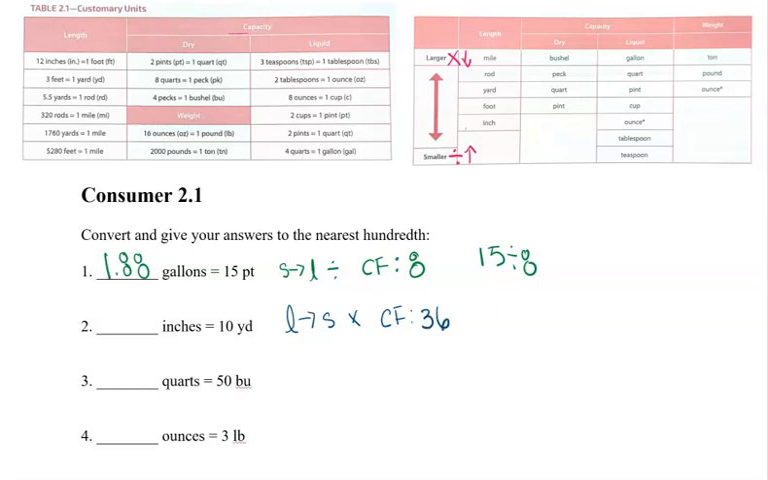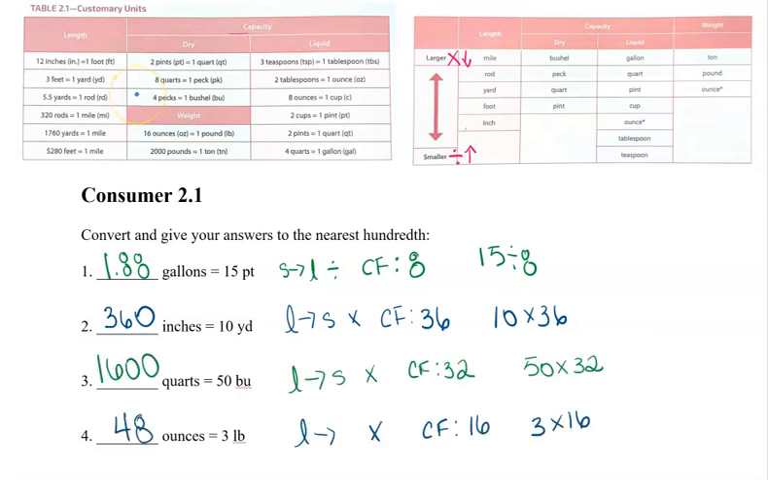So we say 10 times 36 to get 360 inches in 10 yards. Now I would like for you to pause this recording and try problems number 3 and 4 on your own, and then come back and see what the answers are. Please pause and work on your own first.